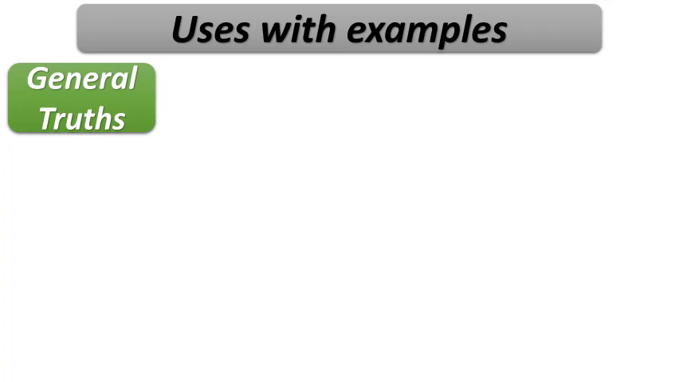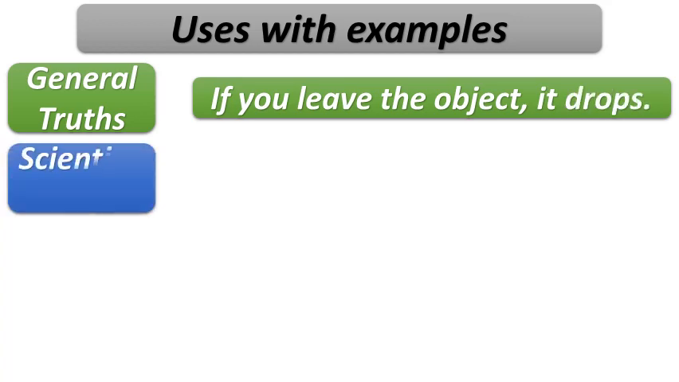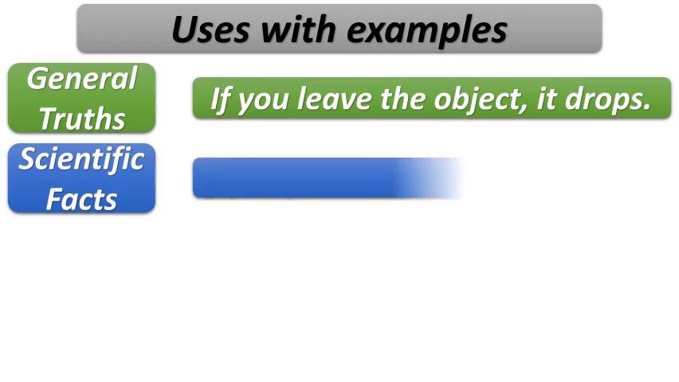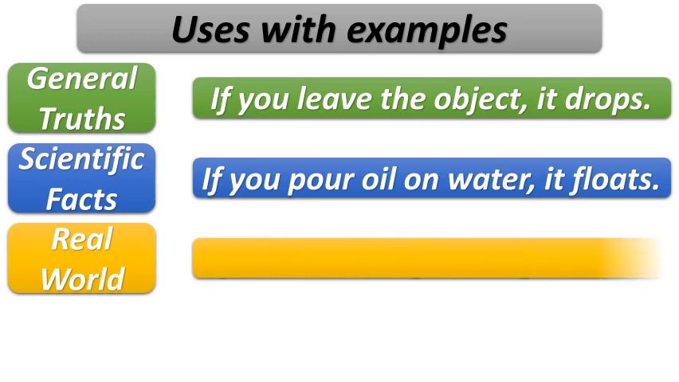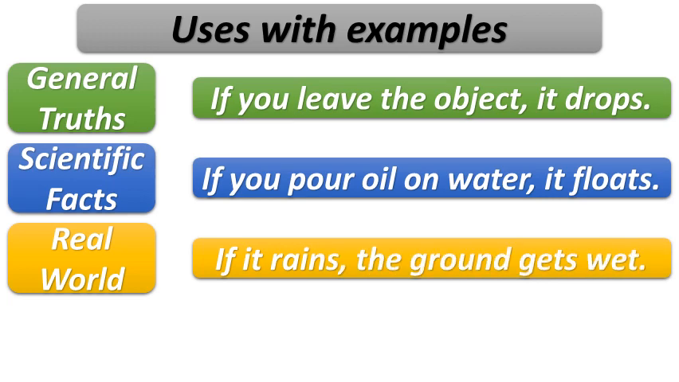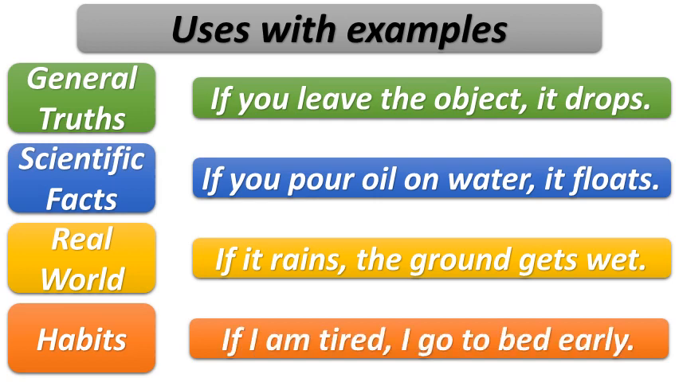Let's see the uses of type 0 conditional sentences with examples. Number 1. It is used to express general truths. For example, if you leave the object, it drops. Number 2. It is used to express scientific facts. For example, if you pour oil on water, it floats. Number 3. It is used to express real world. For example, if it rains, the ground gets wet. Number 4. It is used to express habits. For example, if I am tired, I go to bed early. So these were the uses of type 0 conditional sentences.